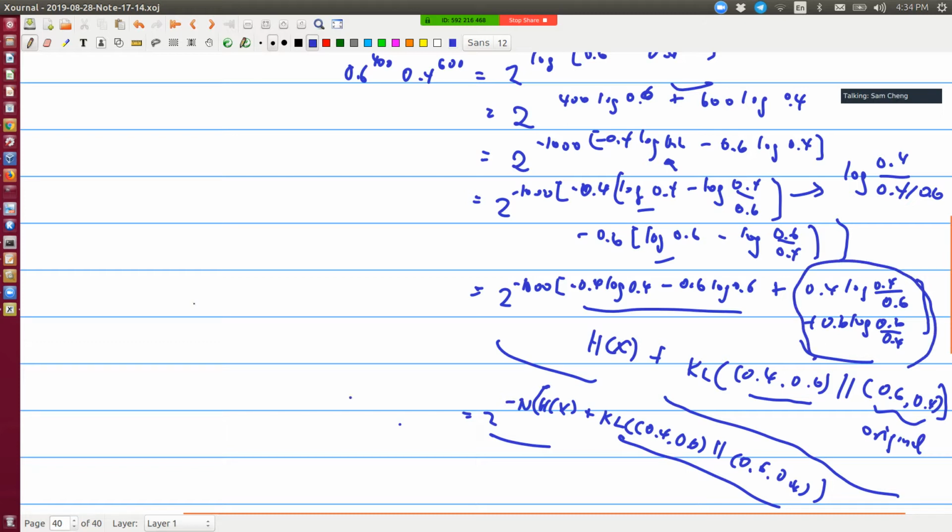This is KL, right? Because KL is the sum over P(x) log P(x) over Q(x), something like that. It compares two distributions, right? So let's say this is a distribution P(X) and another distribution Q(X).